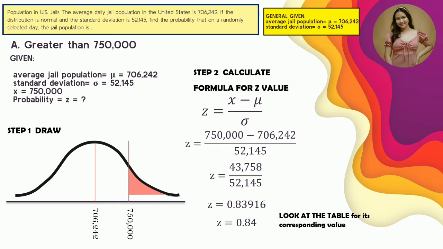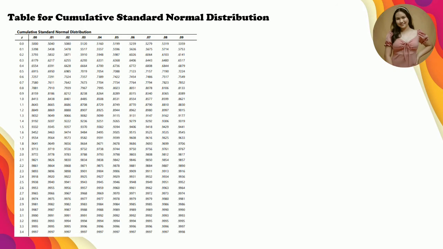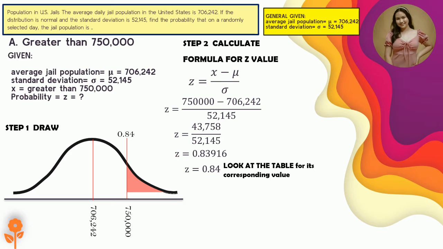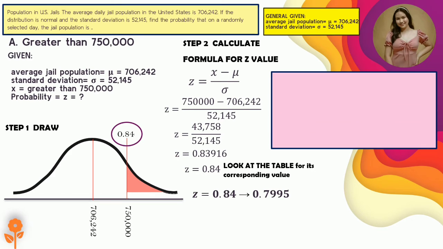And now we look at the table for its corresponding value. This is the table for cumulative standard normal distribution. And we are looking for 0.84. There, the corresponding value of 0.84 is 0.7995. We go back to our problem. We have z equals 0.84 and its corresponding value based on our table is 0.7995. The 0.84 is the 750,000 on our curve. And we find the desired probability.